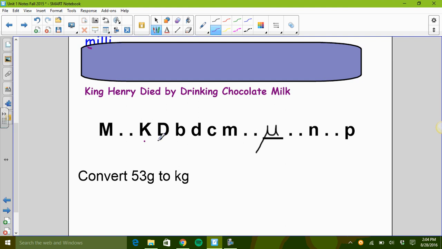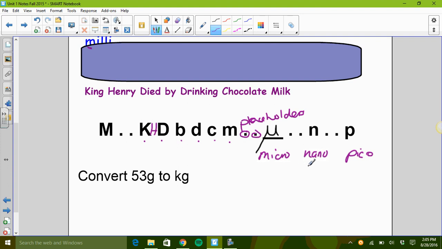So I'll start here. King Henry died by drinking chocolate, oops, King Henry died by drinking chocolate milk. And then dot, dot. These dots are placeholders. They are zeros, but we don't need to know those prefix terms. Okay, so after milk, you get dot, dot. This one's micro. Dot, dot, nano. Dot, dot, pico.